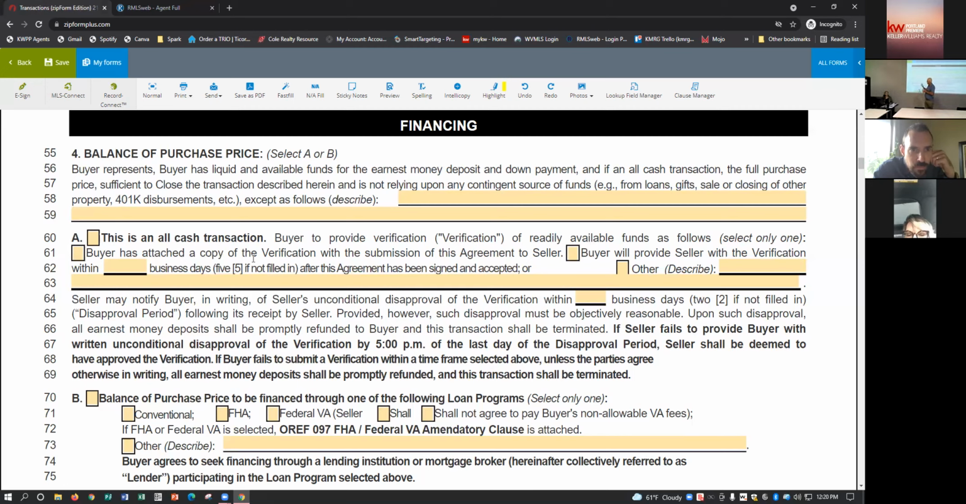Now, if it's a cash offer and the proof of funds is supplied later, I see that happening more often. But here's the problem. When you're representing a buyer with that, there's this condition down here. So you're disclosing here how you're going to provide those proof of funds.